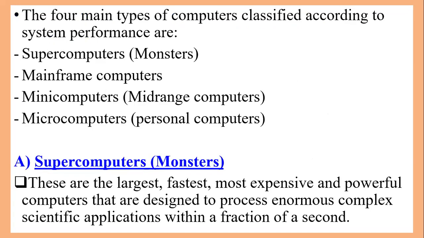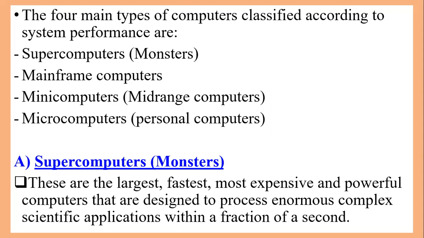The 4 main types of computers classified according to system performance are supercomputers, also called monsters, the mainframe computers, minicomputers, also called mid-range computers, and microcomputers, also called personal computers. Let's commence by describing supercomputers.